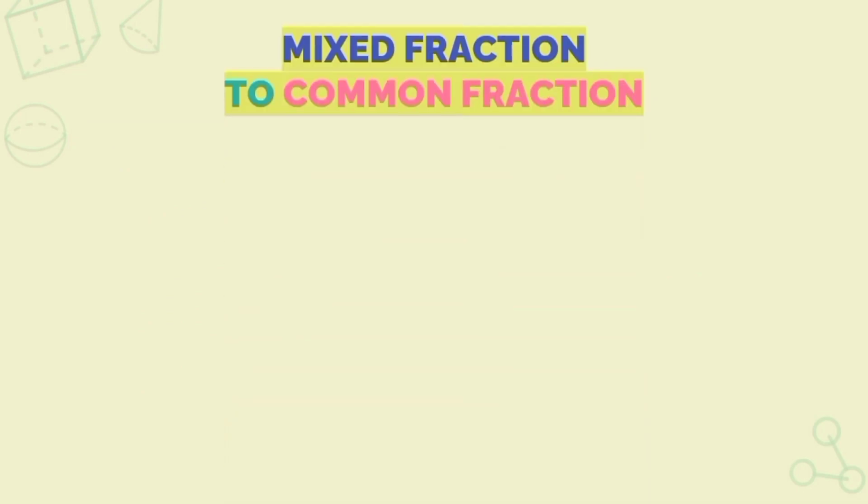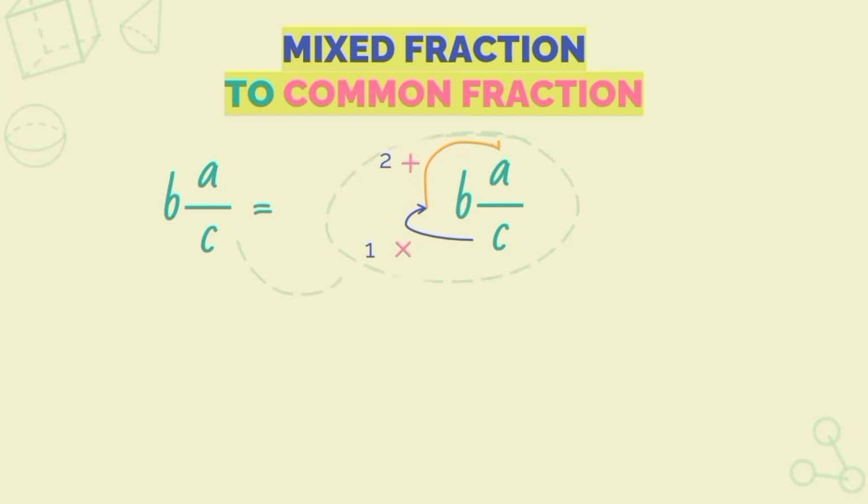The third, change the form of a mixed fraction to a common fraction. For example, if there is a mixed fraction b and a over c, to convert it to a common fraction, the first step is to multiply c by b. Then, add the result of the previous multiplication to a. Then, the final result will be the addition bc plus a, over c.